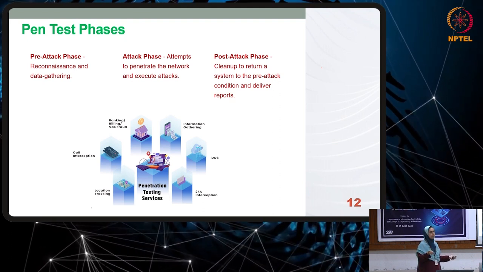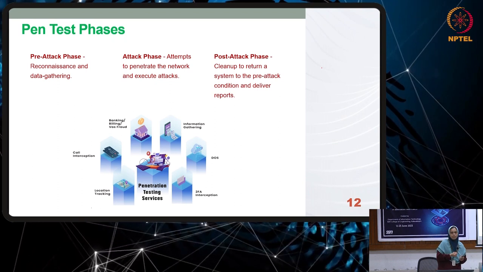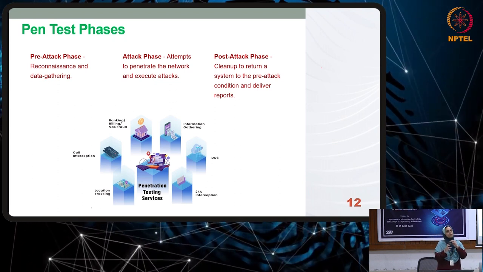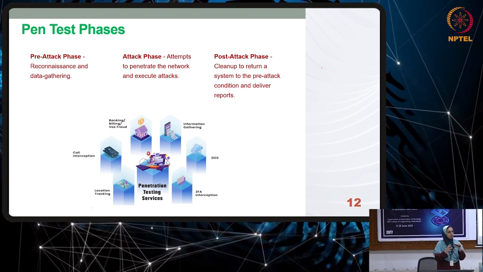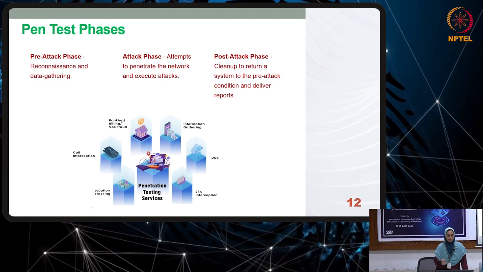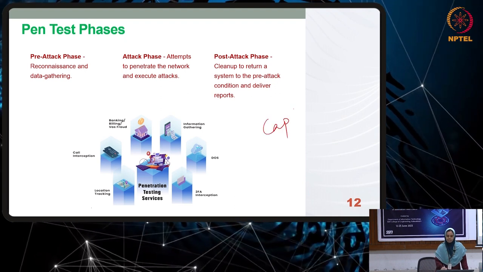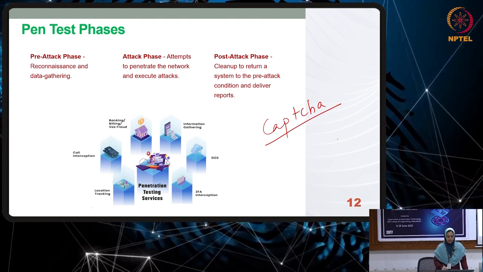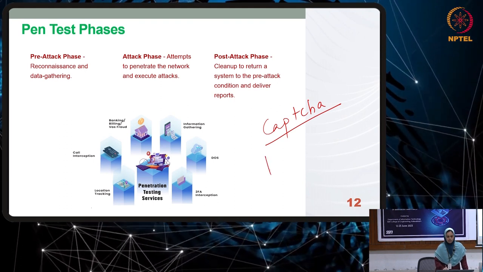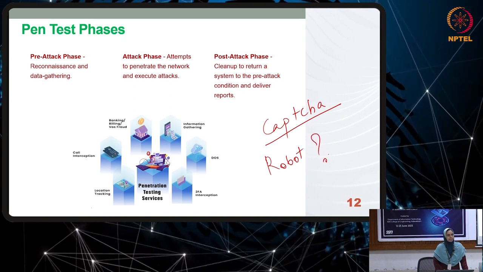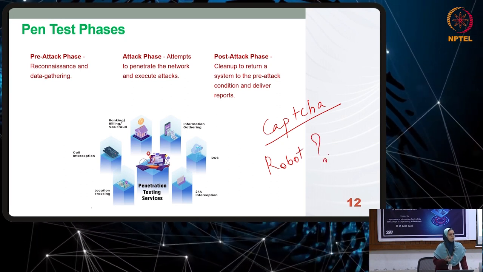You can also test 2FA, which stands for two-factor authentication, or interception. What do you mean by interception? You try to intercept and see whenever you forge a password. That's why nowadays people are going for this: whenever you log in, you get a lot of captchas. This is also a type of authentication. Sometimes they check whether you are a robot or not and ask you to solve puzzles, so that the authentication is strong.